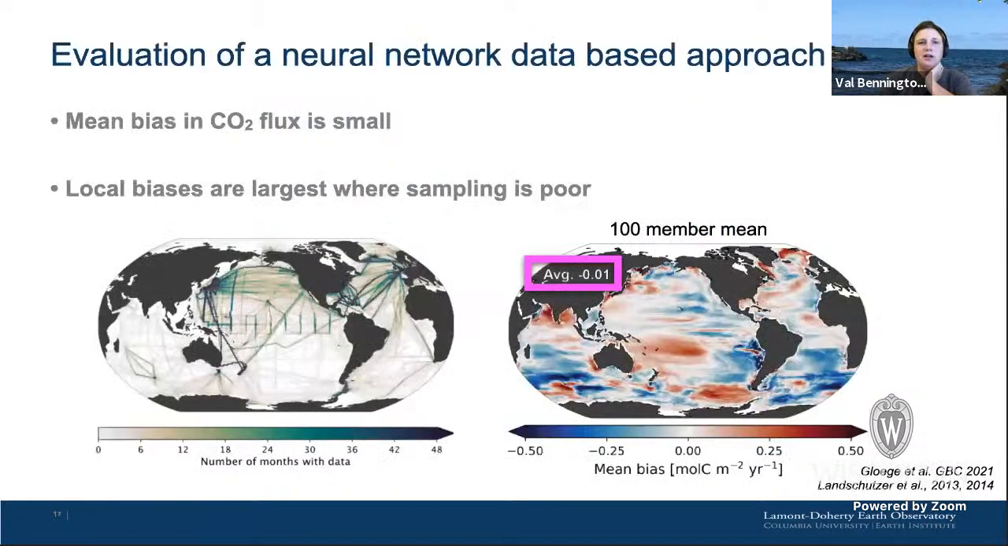So Luke Gloege actually did use this large ensemble testbed to evaluate a neural network data-based approach by Landschützer. And what he found, or what they found, is that there was a very low mean bias in the CO2 fluxes when you compared the reconstructed CO2 flux to the actual modeled CO2 flux across the 100 members. However, there were really large local biases, particularly in the Southern Hemisphere where there are not observations.